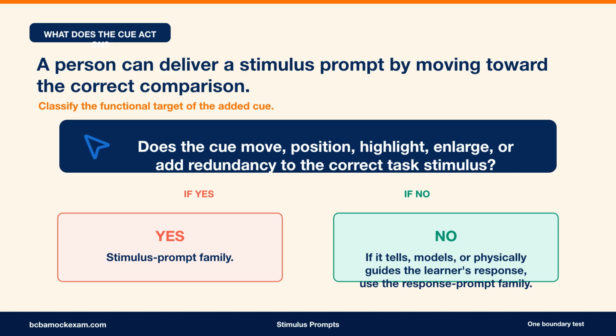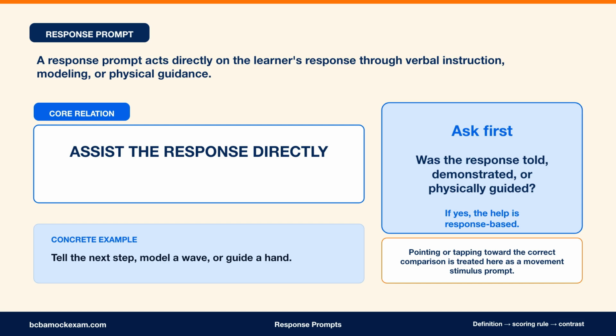A useful boundary question is whether the cue changes the correct task stimulus or assists the response itself. Moving, positioning, highlighting, or enlarging the correct comparison points toward a stimulus prompt. Telling the learner what to do, demonstrating the action, or guiding the body points toward a response prompt. Pointing by a teacher can still be a movement stimulus prompt when its function is to increase the salience of the correct comparison. A response prompt acts directly on the learner's response.